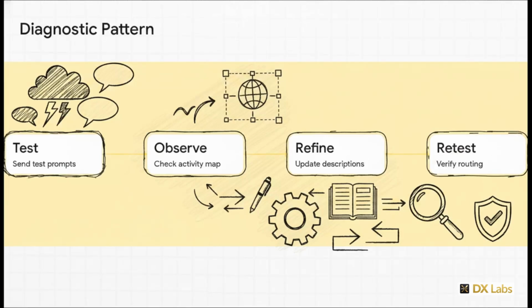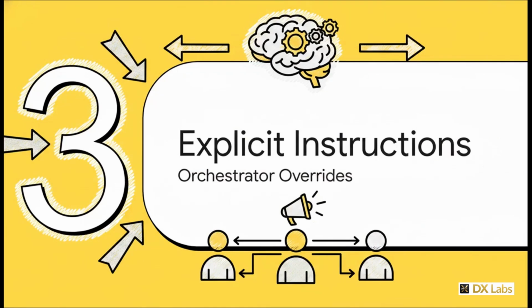What you're seeing here is the standard diagnostic loop. And trust me, you are going to use this repeatedly as a cloud engineer. You test the prompt, you observe the routing in that activity map, you refine your descriptions to strip out any ambiguity, and then you retest. It doesn't matter if you're maintaining multi-agent ecosystems in fintech, logistics, govtech, you name it. This exact 4-step cycle is how you maintain airtight routing integrity over time. Moving on to section 3, explicit orchestrator instructions.